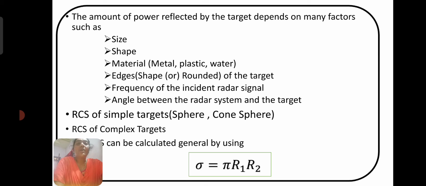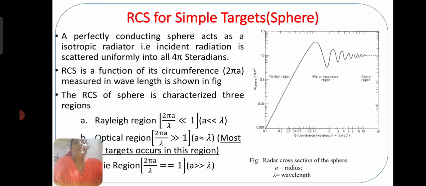According to this, we classify the radar cross section of targets into two types. One is simple targets, the other is complex targets. Generally we calculate the radar cross section as sigma equals pi r1 r2. So now we are going to see the RCS of simple targets.